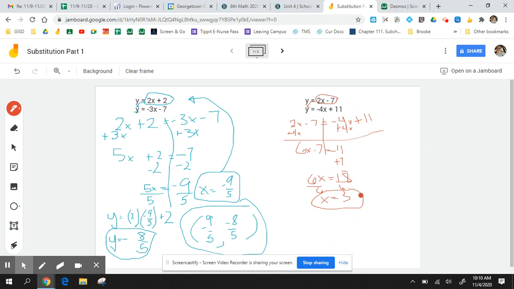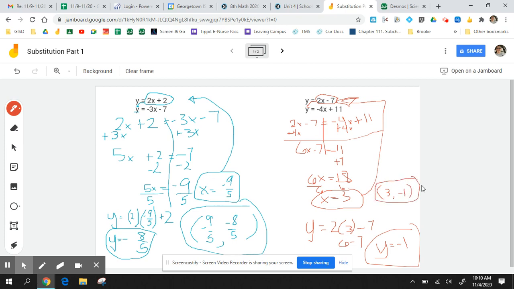So we're going to plug this back in. Remember, you can plug it into either equation. I'm going to plug it back into my top equation. So y equals 2 times 3 minus 7. 2 times 3 is 6. 6 minus 7 is -1. All right, so you can leave it like that. The much nicer way is to write it as your coordinate, and you get (3, -1) for your coordinate.